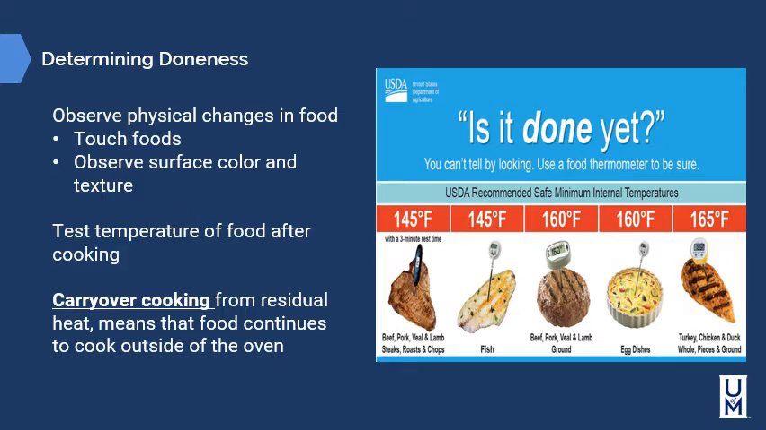This means that the food will continue to cook outside of the oven. Its general rule of thumb is it will continue to cook as much as 5 to 10 degrees. So if you want to have a nice medium steak, you want to pull that steak 5 to 10 degrees below what you think you should have it.